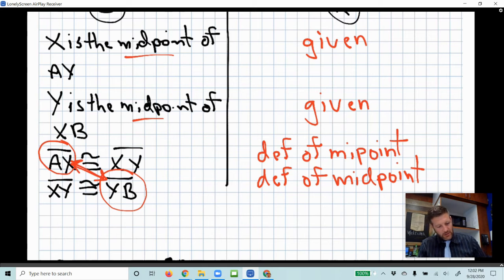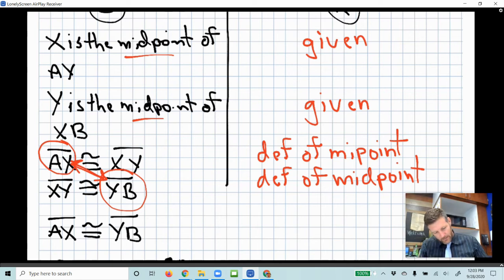And so the red stuff, I just drew that, you don't put that on your proof, but I was just trying to illustrate my logic. By extrapolating that these segments are congruent because they have midpoints, then I can see that, therefore, segment AX is congruent to segment YB by the transitive property of equality.